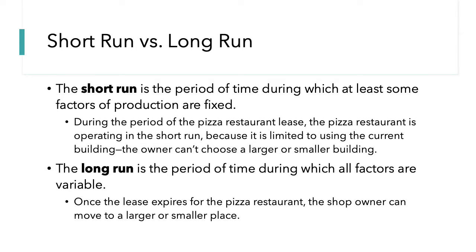Short run versus long run. The short run is the period of time during which at least some of our factors of production are fixed, which means we have a specific amount only for those factors. During, let's say, a pizza restaurant's lease, the restaurant is operating in the short run because it's limited to using the current building. The owner can't choose a larger or smaller building while it's under a lease. In the long run, however, this is a period of time during which all factors are variable. Once the lease expires, the pizza restaurant can basically move to a larger or smaller space based on their needs.